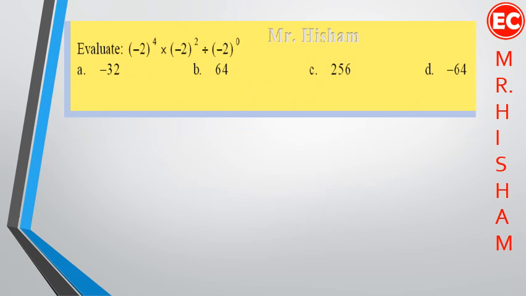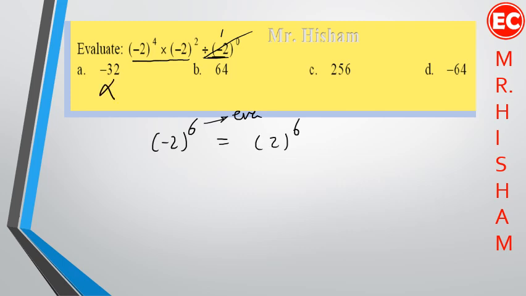Negative 2 to the power of 4 multiply negative 2 to the power of 2. As we can see, I have the same base, so directly I can add the power. 2 plus 4 is 6. And negative 2 power 0 is 1, so I can ignore it, neglect it. So negative 2 power 6. The power is even, so it's the same as 2 power 6.